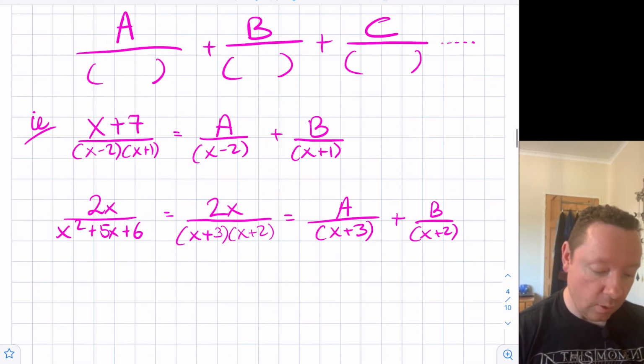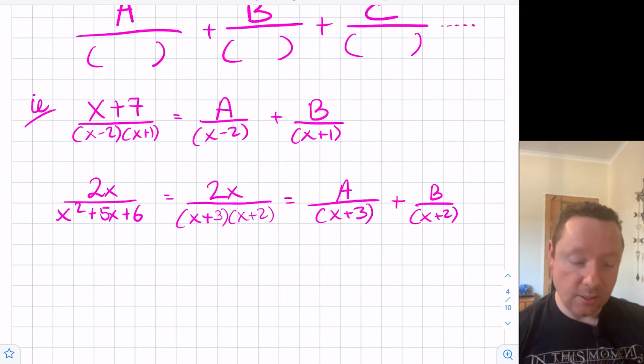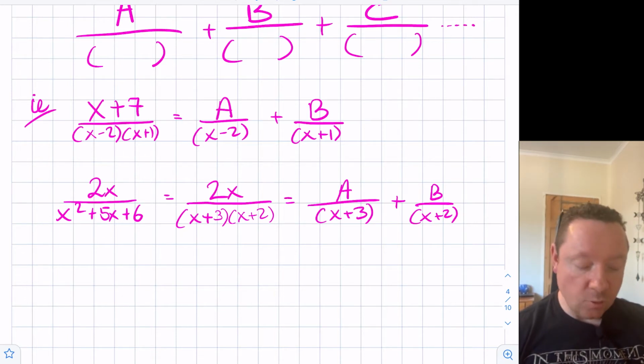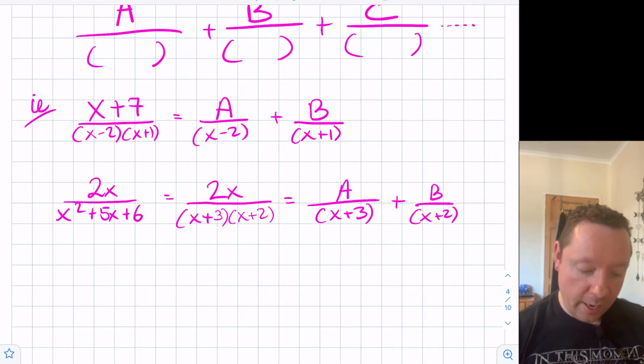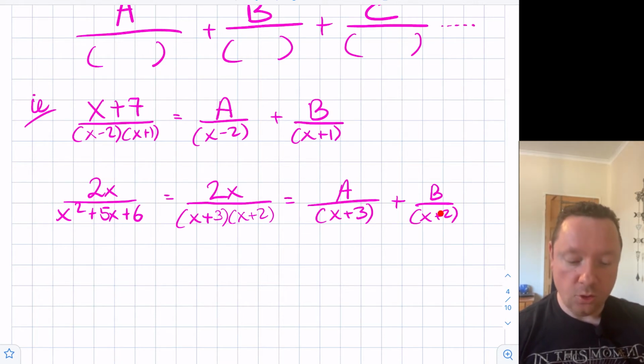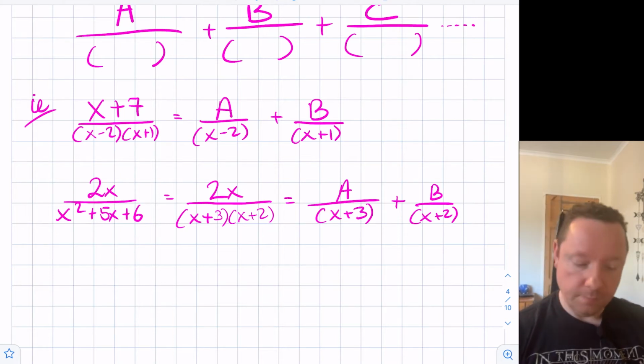Similarly, if I had this one here, 2x over x squared plus 5x plus 6, well, x squared plus 5x plus 6 is not linear, but I can factorise it. I can reduce it to x plus 3 and x plus 2. And because of that, I then get a over x plus 3 and b over x plus 2. And the game today will be, how do we find these a's and b's and maybe c's?